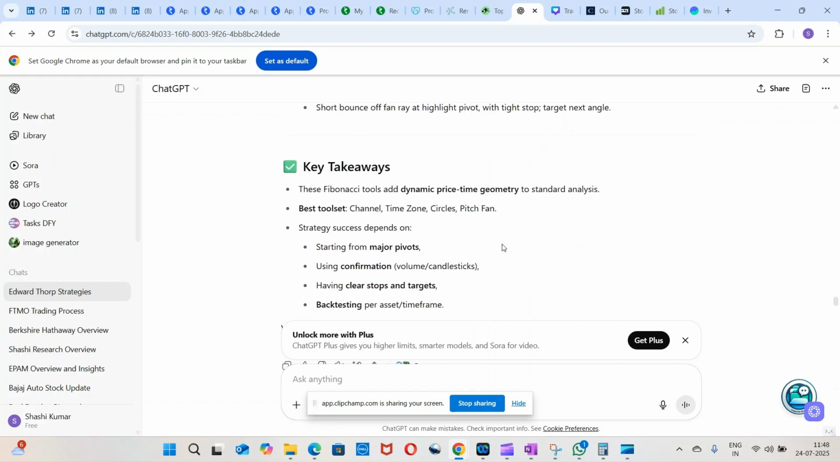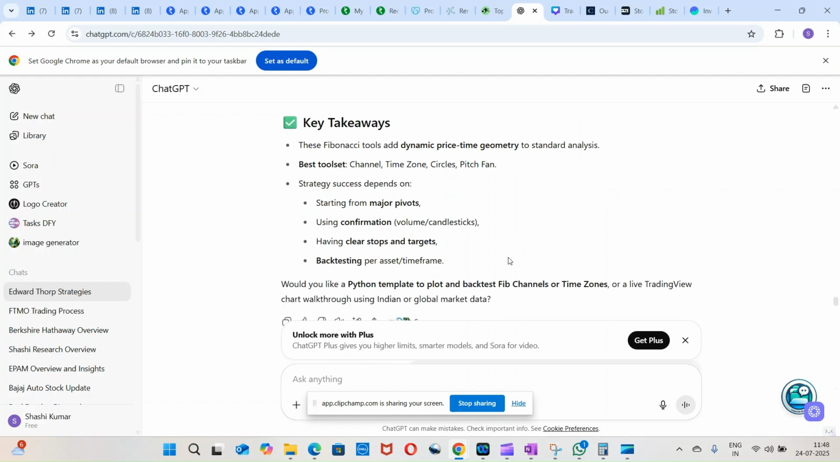So the key takeaways are that these Fibonacci tools are dynamic price, time and geometry. These three are used in this. Price, time and geometry are used to find support and resistance levels, retracement levels, trend continuation, trend reversal, and standard analysis. The best tools: the channel is a good one, the time zone is a good one, and circles and pitch fans are good ones. Strategy success depends on putting the correct pivot points, starting from major pivots, using confirmation like volume and candlesticks to do the trading, having clear stops and targets, and backtesting on that asset and time frame. So that's what this is.